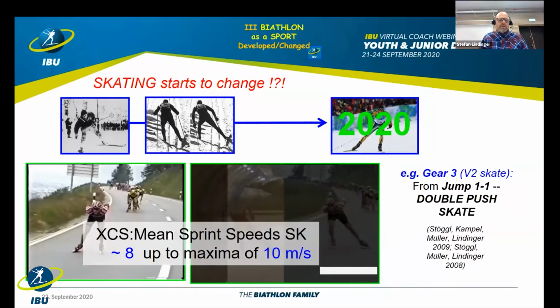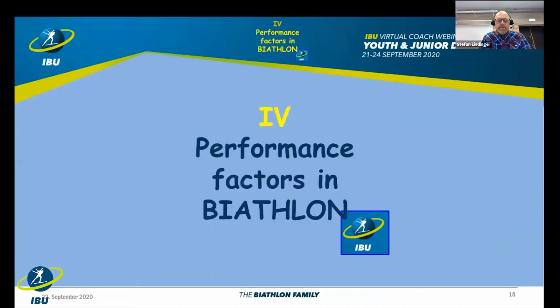And in general, we can say that we have an increase of the mean sprint speeds from about 8 up to 10 meters per second in skating. That's really, really tremendously much. So that's the maximum speeds, of course, for a shorter distance. So that's about the changes and the challenges that we are facing nowadays in biathlon and cross-country skiing.